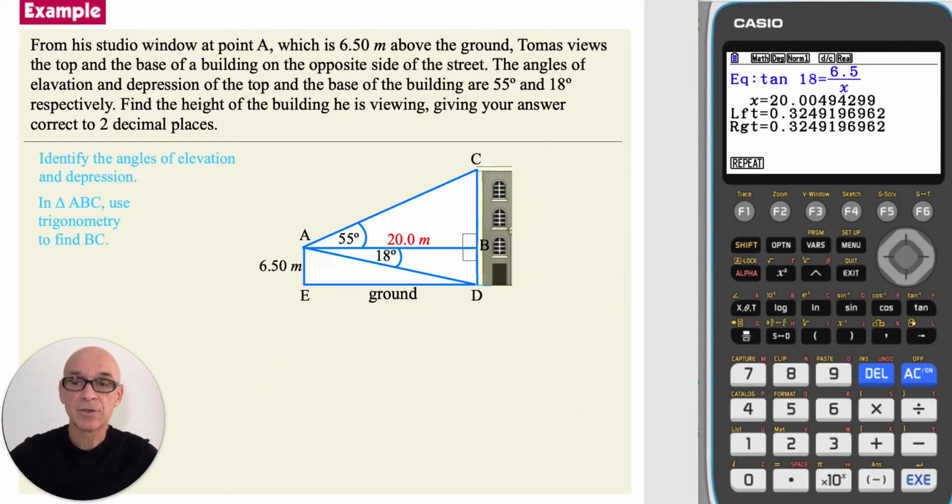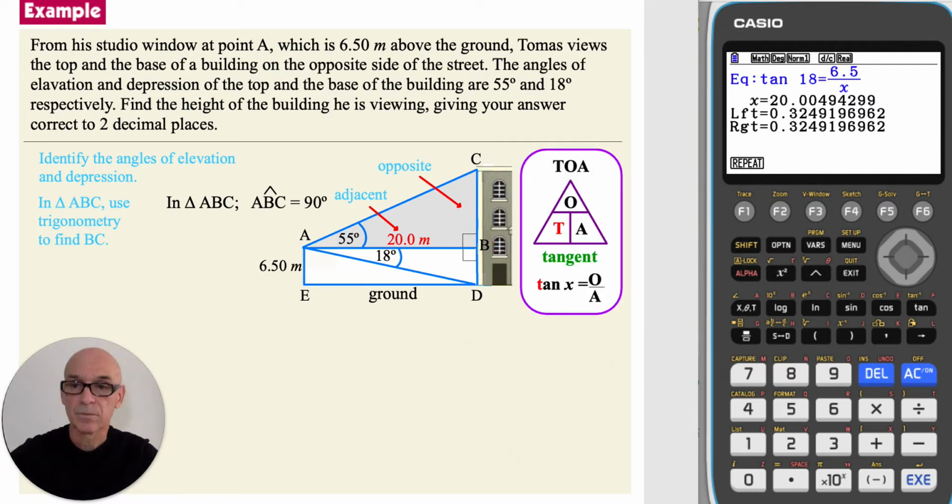Next, in triangle ABC, which is right-angled at angle B, we can use trigonometry to find the length of BC. Identifying BC as the side opposite 55 degrees and 20 meters as the side adjacent to 55 degrees. Referring to the trigonometry triangles, tangent is opposite over adjacent. Writing tan 55 equals BC over 20. Rearranging the equation to find BC.